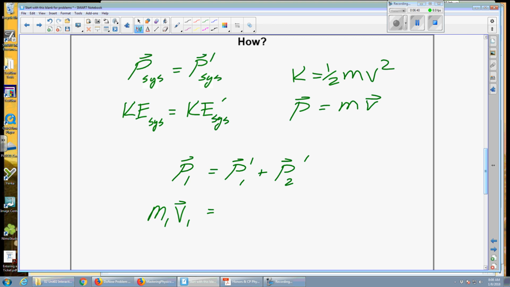No, not as long as you showed it, like if it were an explosion and you had them both positive, that's going to mess with you. But no. Mass of 1 stays the same, velocity of 1 prime, plus mass of 2, velocity of 2 prime.